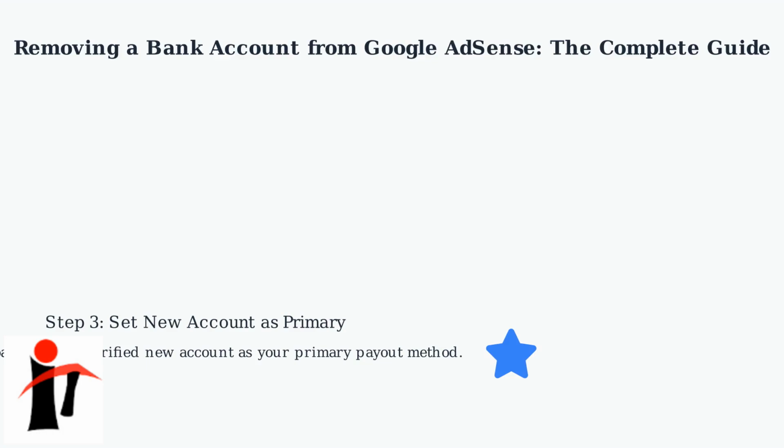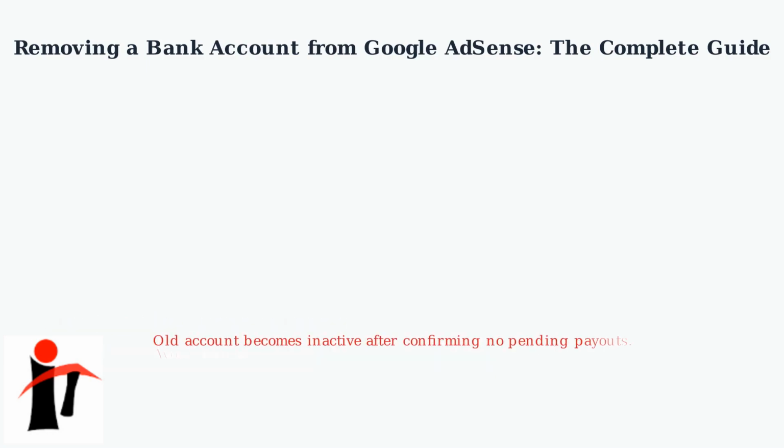With the new account active and primary, the old account effectively becomes inactive and can be left unused after confirming no pending payouts are linked to it. Google advises against frequent changes to avoid potential account issues.